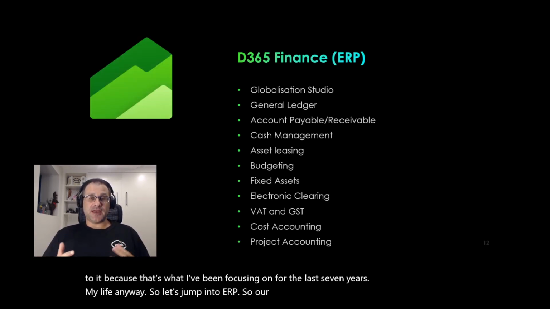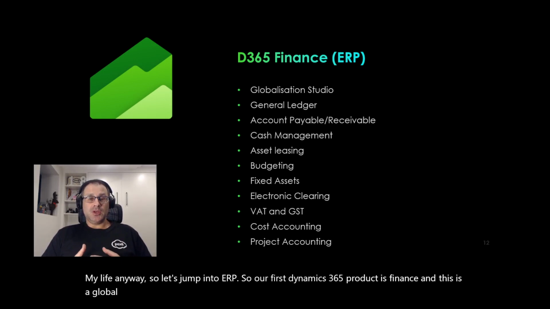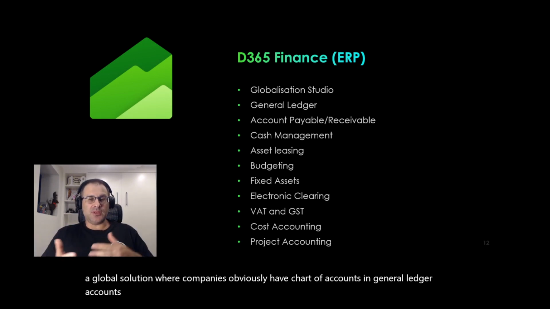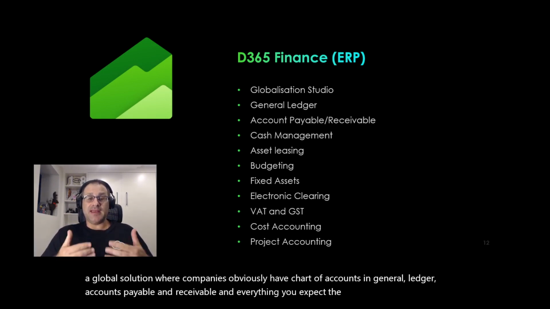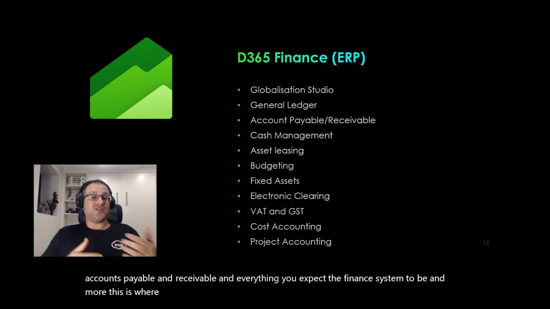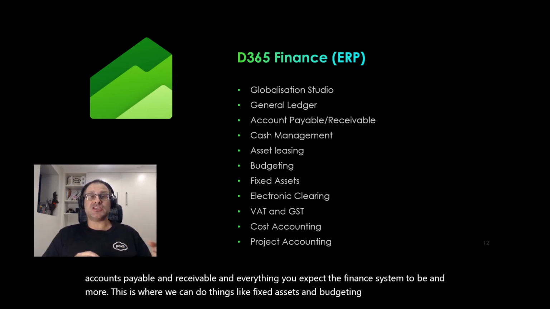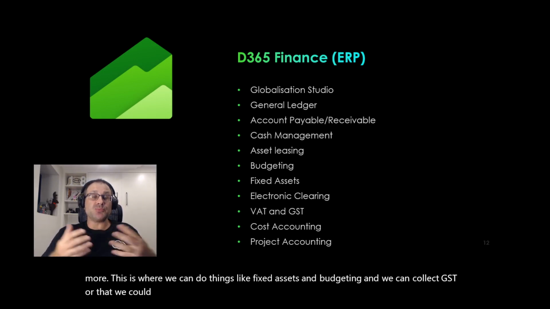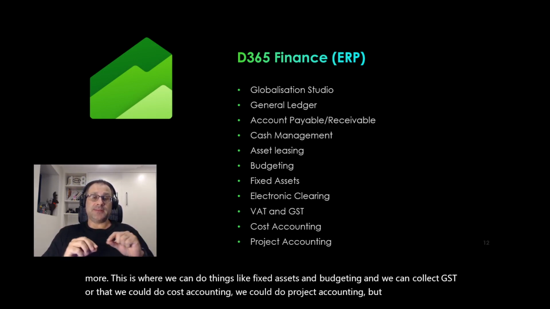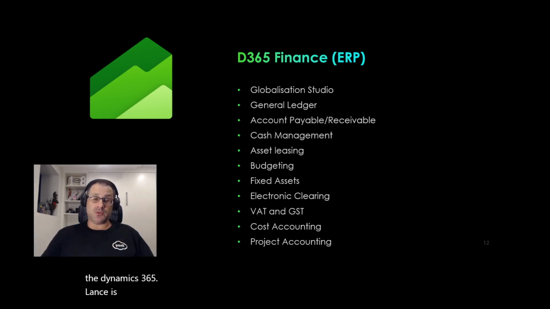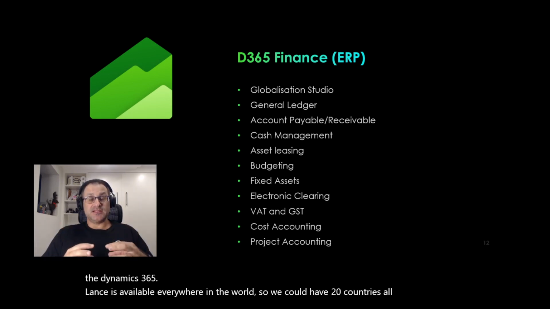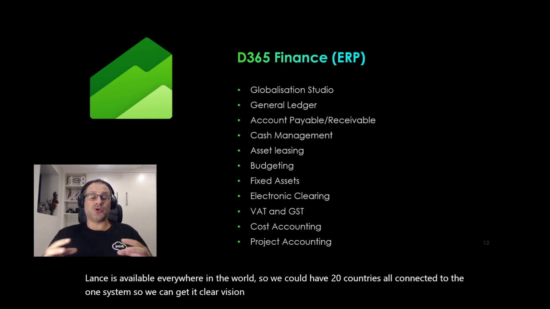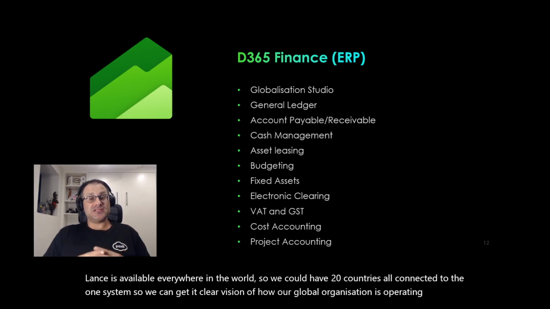So our first Dynamics 365 product is finance, and this is a global solution where companies obviously have chart of accounts and general ledgers and accounts payable and receivable and everything you expect a finance system to be and more. This is where we can do things like fixed assets and budgeting, and we can collect GST or VAT. We could do cost accounting, we could do project accounting, but more importantly, Dynamics 365 Finance is available everywhere in the world. So we could have 20 countries all connected to the one system, so we can get a clear vision of how our global organization is operating. So that's Dynamics 365 Finance.